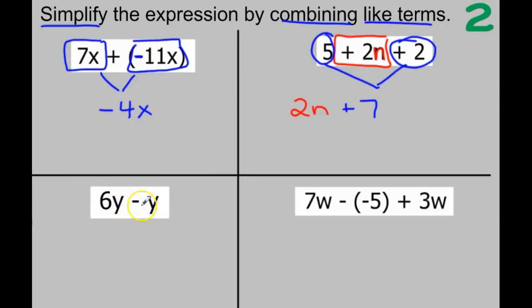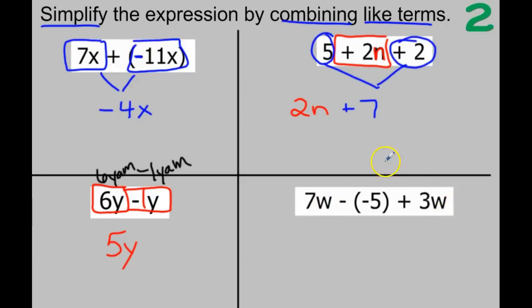Next we have 6y minus, if there's no letter or no number there, it's a 1. That's really 1y. So we have a positive 6 and a negative 1. 6 minus 1 is 5, so we have 5y's. That's like saying we have 6 yams. A yam is like a potato. And we're taking away 1 yam. We have 5 yams.